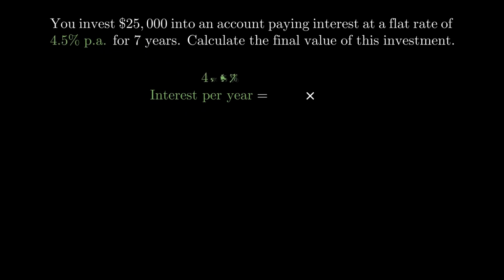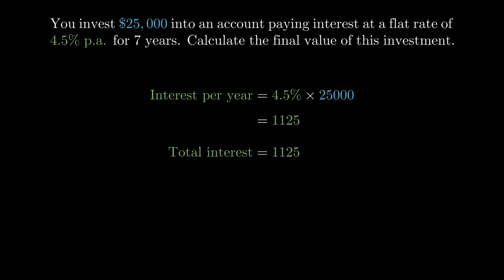The rate is given as 4.5%, but 4.5% of what? Well, again, it's of the initial amount you put in. So it's this $25,000 here. And we get $1,125. But that's just the interest earned each year. So to get the total interest, we'd have to count up how many lots of 1,125 we actually get. And we're told it's for 7 years. So that means we need to take 7 lots of this 1,125.